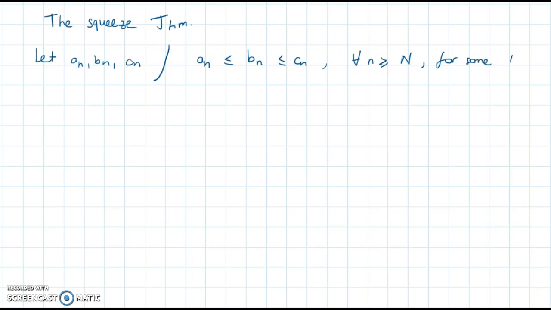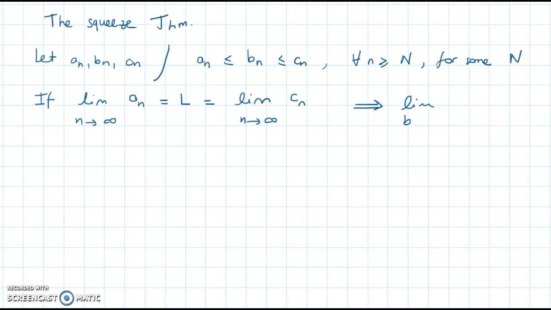So after some point, the terms of the sequence b_n are sandwiched between the terms of sequence a_n and the terms of sequence c_n. If the limit as n approaches infinity of the sequence a_n is equal to L, and so is the limit as n approaches infinity of the terms of the sequence c_n, then the sequence b_n, which is in the middle between a_n and c_n, has no other option but to also have limit L. So the limit of the sequence b_n as n approaches infinity is equal to L as well.